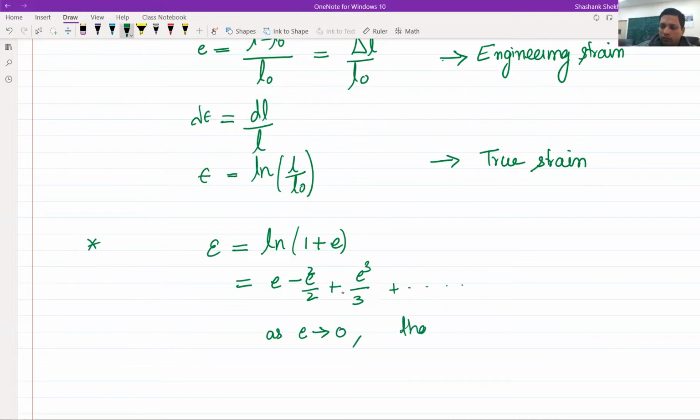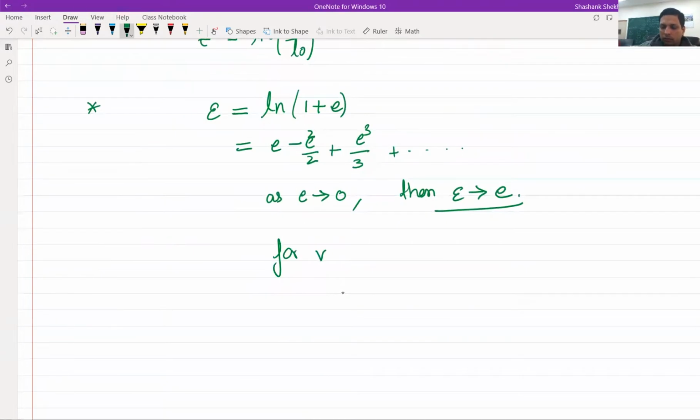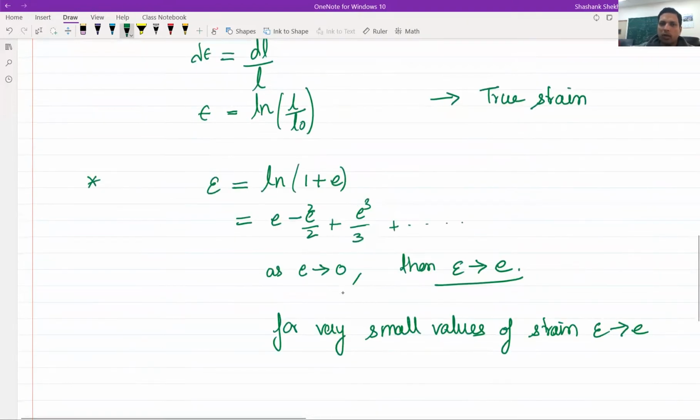epsilon tends to e. And therefore we know that for very small strain values, epsilon approaches e, or engineering strain approaches true strain. So that is another important point when we are talking about true strain and engineering strain.